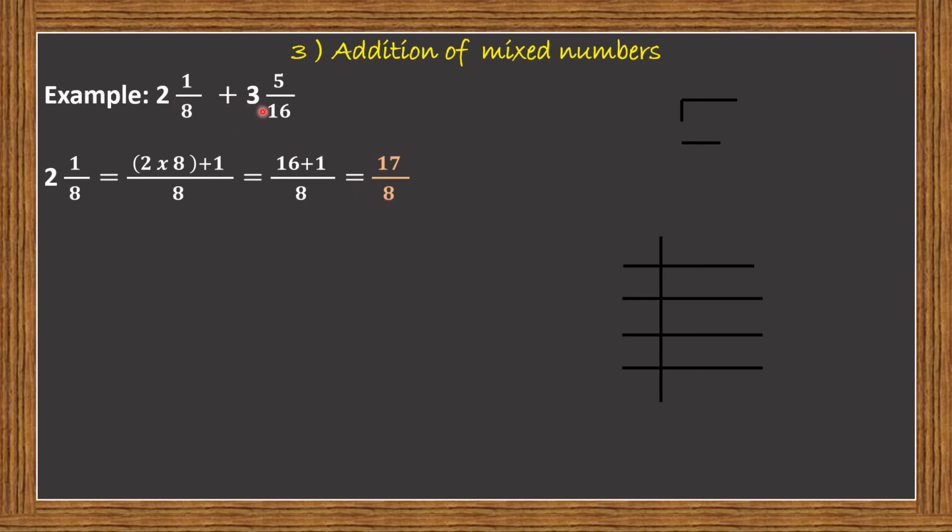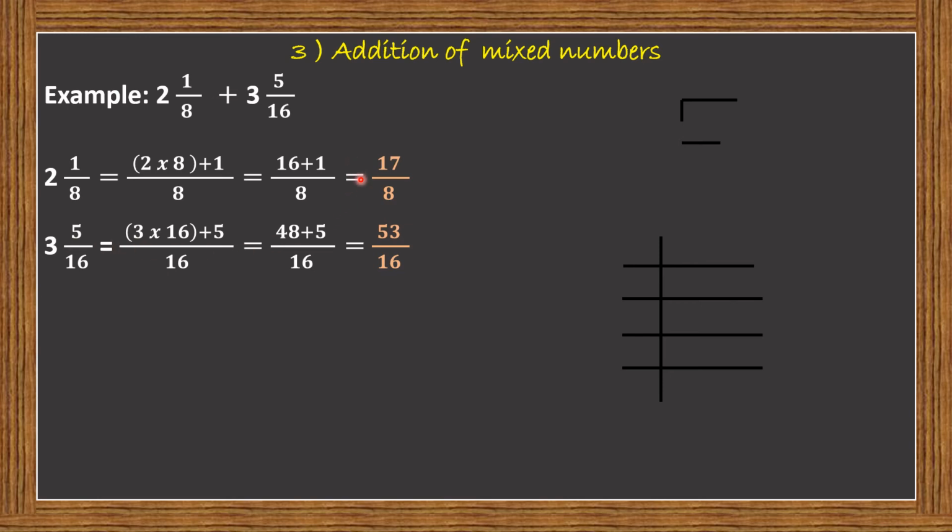Now the next number is 3 into 5 upon 16. So 3 into 5 upon 16. So we have to multiply 3 and 16 and we have to add 5 to it. So 3 into 16 plus 5 upon 16. 3 into 16 becomes 48 and plus 5. 48 plus 5 is 53 and 16 will be as it is. Now this is the next improper fraction which we got from this mixed number.